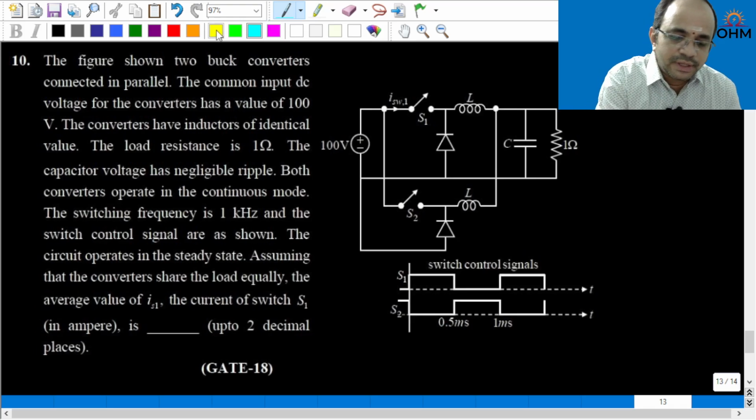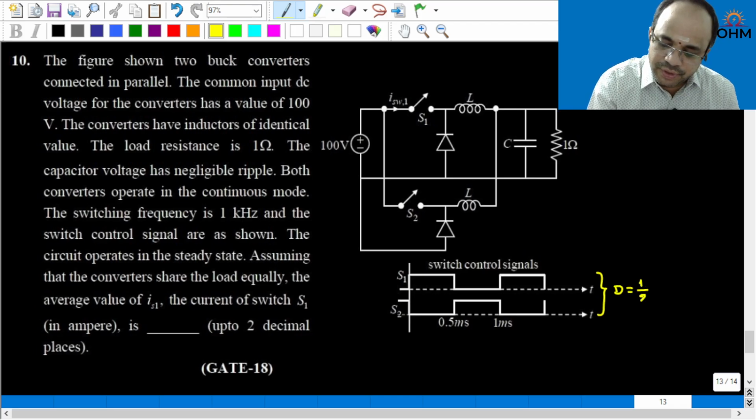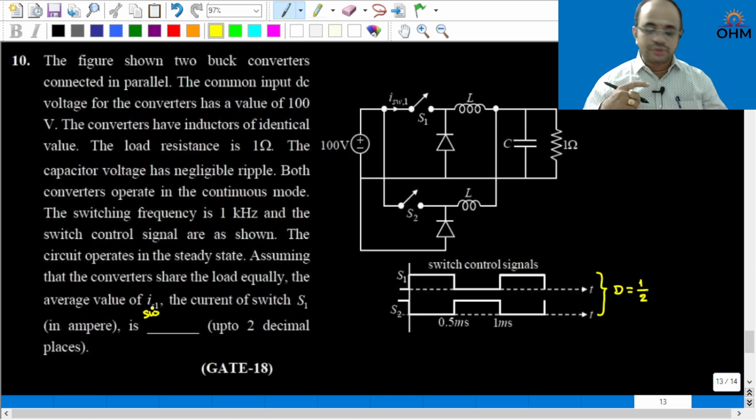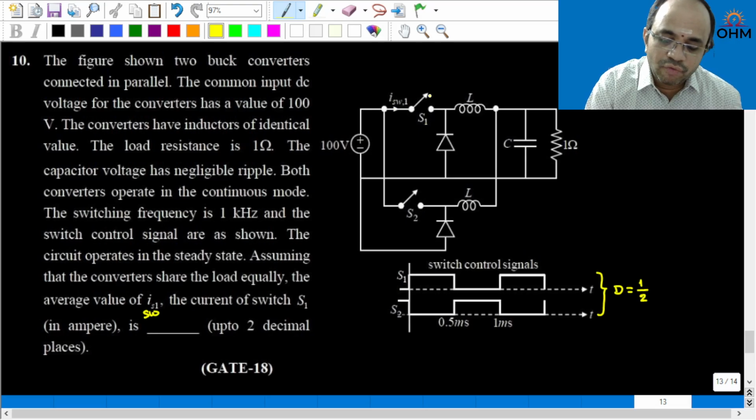So based on these two control signals, the immediate observation is the duty cycle ratio is equal to 1 by 2, or 0.5. The circuit operates in steady state. Assuming that the converters share the load equally, the average value of I switch 1. Here S1 indicates a switch, so this is I switch 1. Let me use 'switch', otherwise it will be confused with the source current. The current of switch S1 in ampere. So, what is the question here? You should find the average value of the S1 current, the switch 1 current.